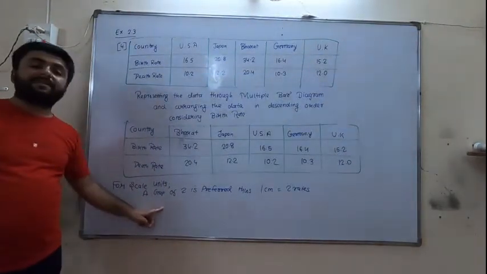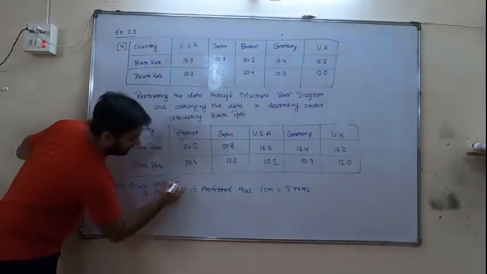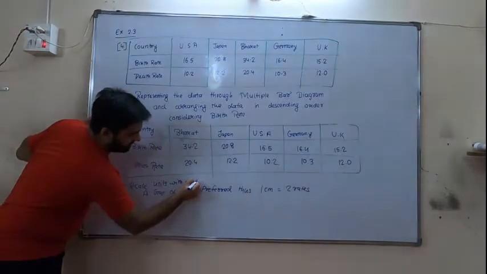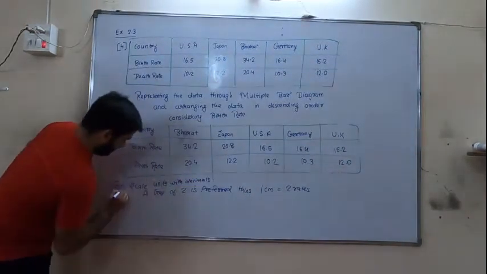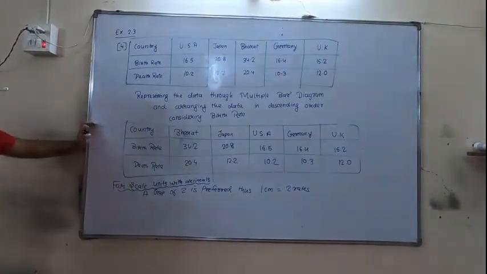Why is this gap taken? Because we are having decimal points. For scale units with decimals, write this one, okay? For scale units with decimals, a gap of 2 is preferred, thus 1 centimeter is equal to 2 rates.